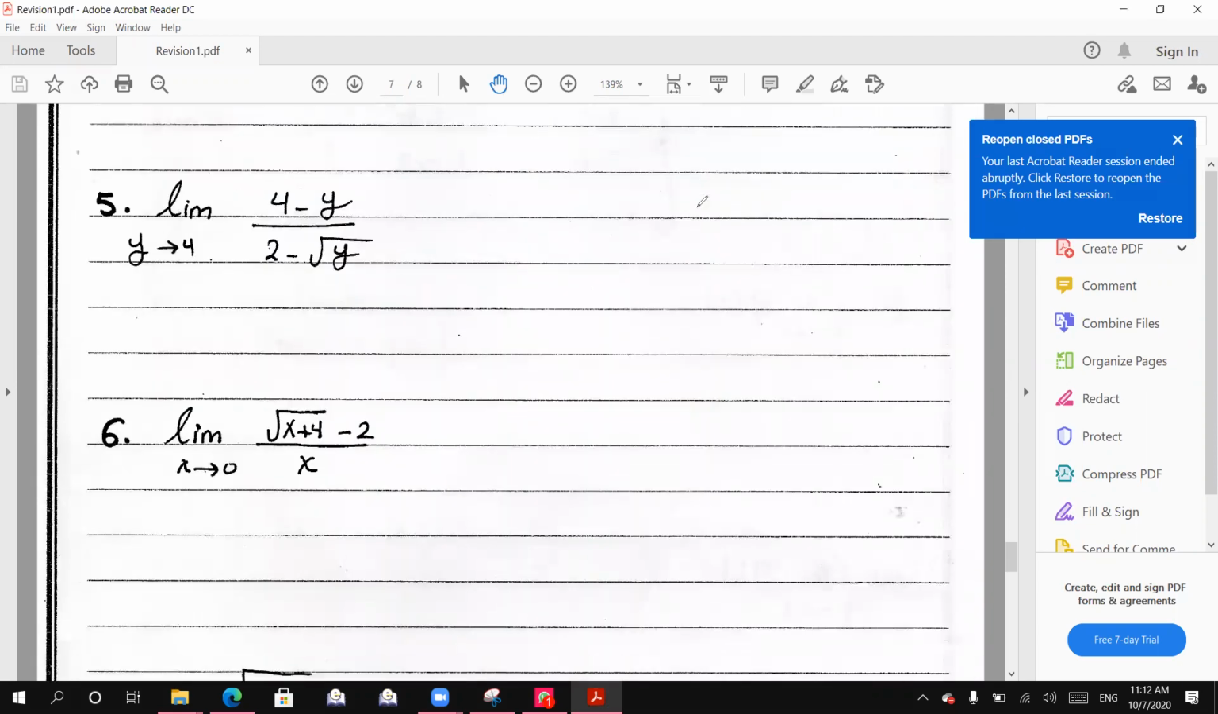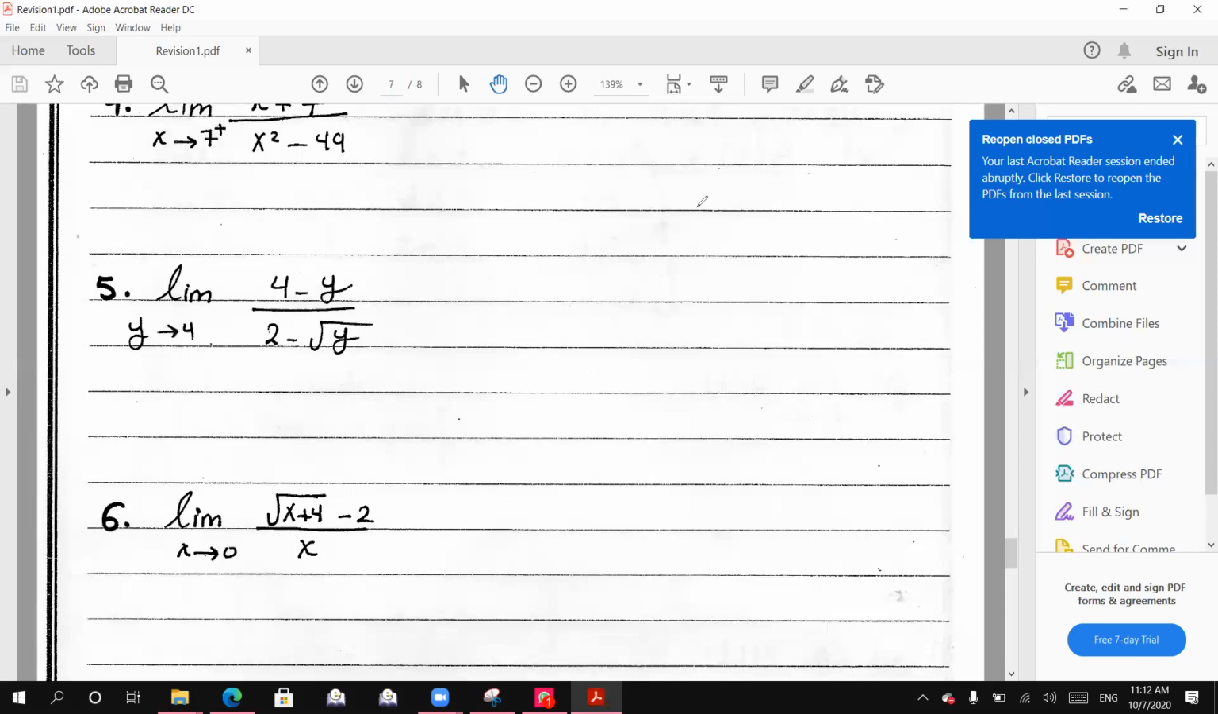Yes, the answer is 0 after we simplify it. It will not be undefined, because the answer is 0. If it is 0 over 0, it's undefined. If it is a number over 0, it is undefined. But if it is 0 over a number, it will be 0.